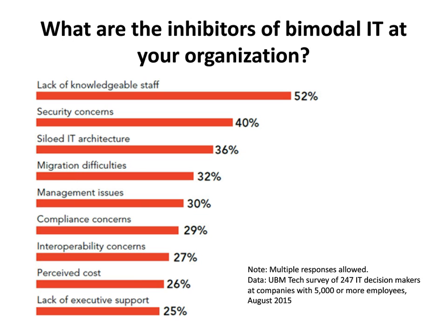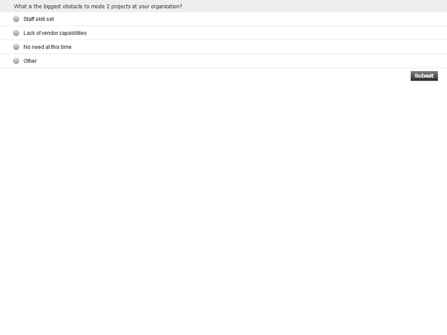Great. I think I'm going to actually move on to another poll question at this point. Audience, the next question for you is, what is the biggest obstacle to Mode 2 projects at your organization? We've got that staff skill set is an option again, lack of vendor capabilities, no need at this time, or other. And again, you can only select one, but then click the Submit Answer button in the middle of the slide there. And again, we'll give everyone a few minutes to submit their responses.